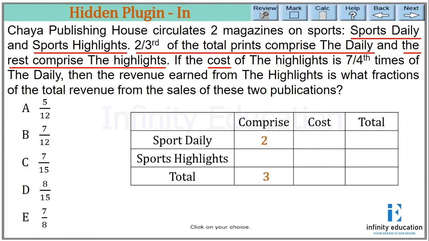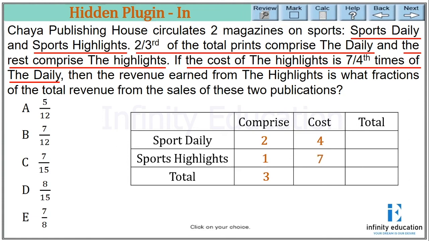So what is remaining? 1. Now the cost of the highlight is 7/4 times the daily. So here, like the previous question, I must plug in for daily to get the highlight. What should be a good number to plug in for daily? Any multiple of 4. So I'm plugging in daily as 4. So the cost for highlight should be 7/4 of daily, that is 7/4 of 4, so that should be 7.